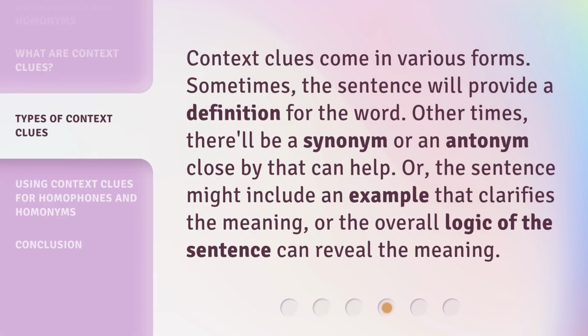Context clues come in various forms. Sometimes, the sentence will provide a definition for the word. Other times, there'll be a synonym or an antonym close by that can help. Or, the sentence might include an example that clarifies the meaning, or the overall logic of the sentence can reveal the meaning.